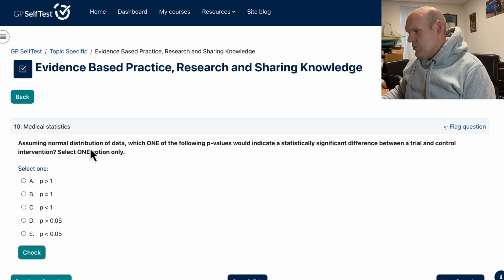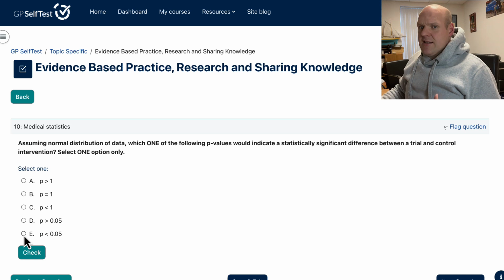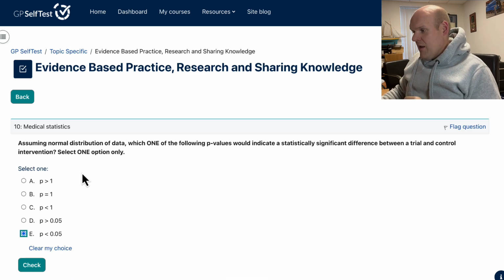So we need, which one of the p-values would indicate a statistically significant difference between trial and control intervention, select one option only. So, right, standard scientific practice, we go for a 95% confidence interval, or 0.95. Do the inverse for the confidence intervals. That's where this 0.05 here. I think these are all red herrings, so ignore them.